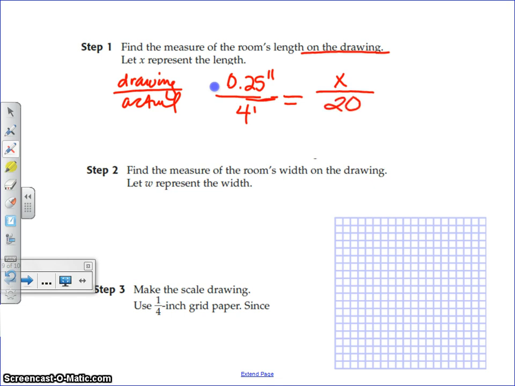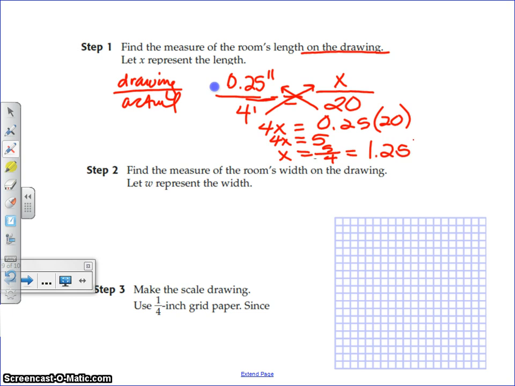Then you'll cross multiply and find out that 4 times X equals 0.25 times 20. 4X equals 0.25 times 20, which is 5. So X equals 5 over 4, or 1.25 inches. So that's what X equals. On the drawing, it's going to be 1.25 inches.